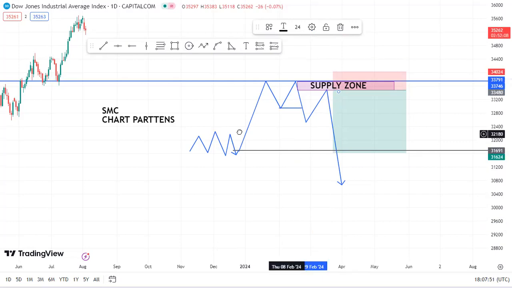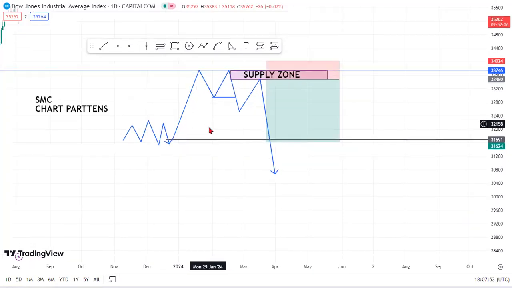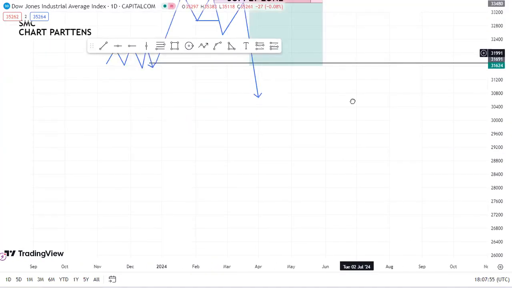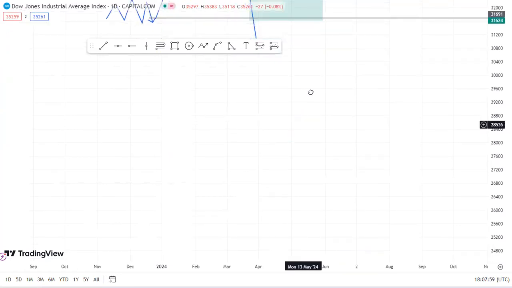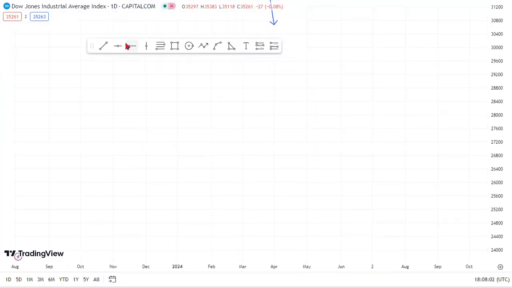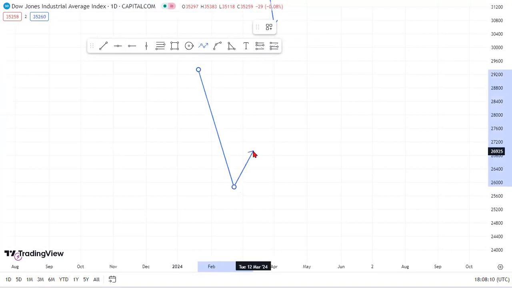Now we're going to deal with a demand zone. Let me show you what a demand zone is. So you have a bearish market. A bearish market gives you a low, comes back up, gives you a high.